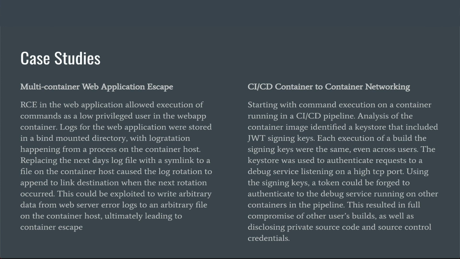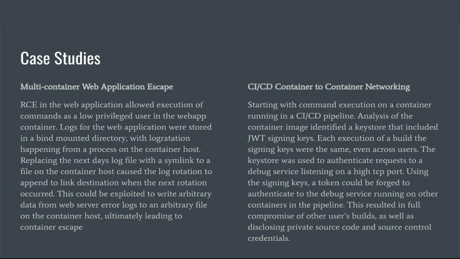The second case study is CI/CD container to container networking. This vulnerability started with a command execution on a container running in a CI/CD pipeline. Analysis of the container image identified a key store that included JWT signing keys. In each execution of the build, the signing keys were the same, even across users. The key store was used to authenticate requests to a debug service listening on a high TCP port.